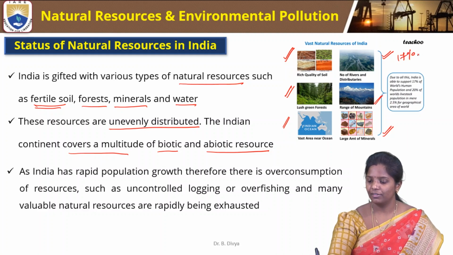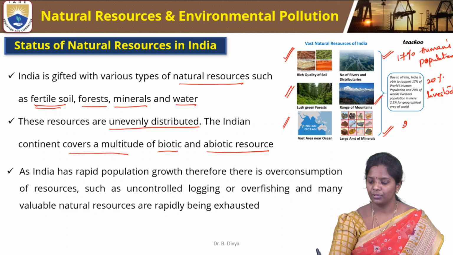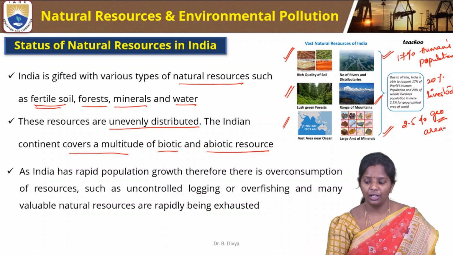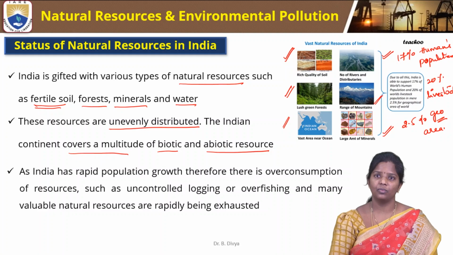So due to all these, India is able to support about 17% of the world's human population. We are supporting 17% of the world's human population, and also 20% of the world's livestock. Livestock is nothing but animal wealth. And 2.5% of the geographical area worldwide. So with these good natural resources, we are able to support worldwide.